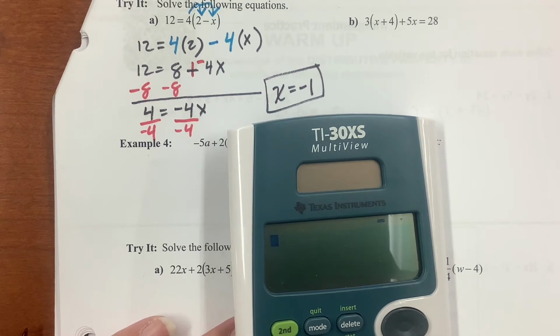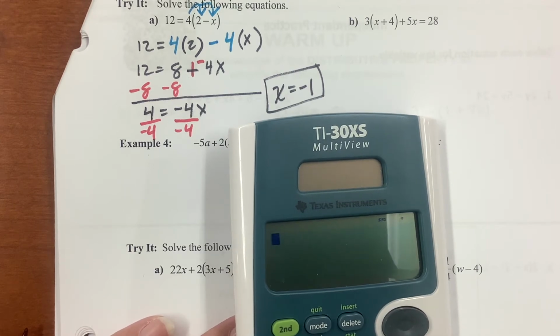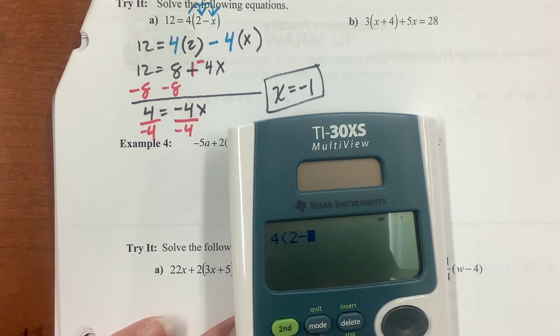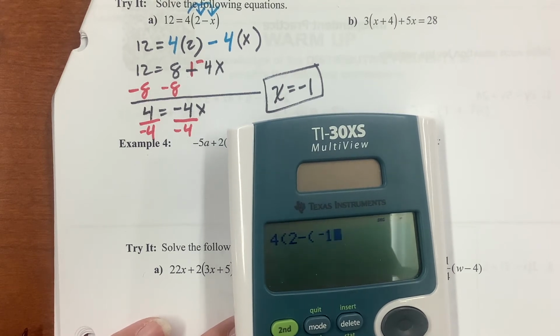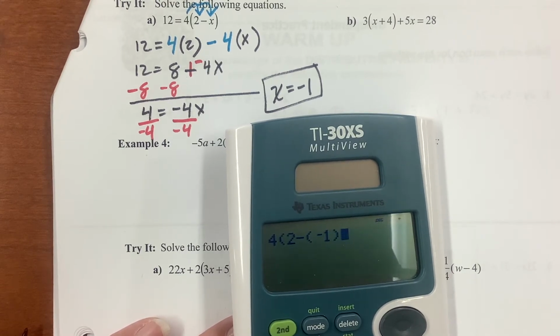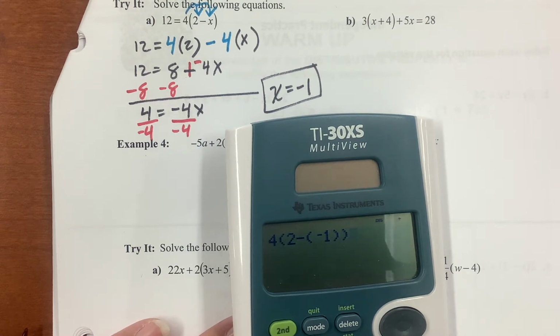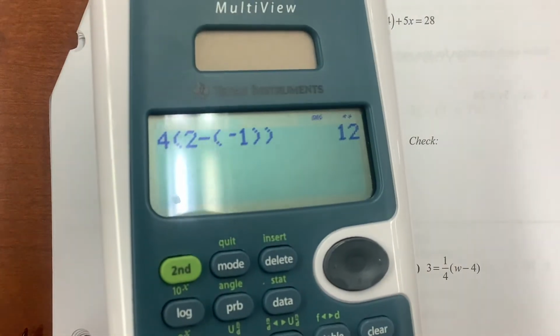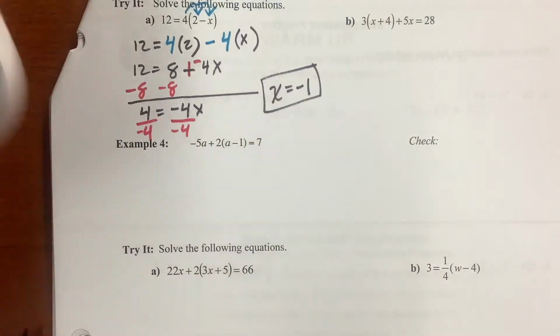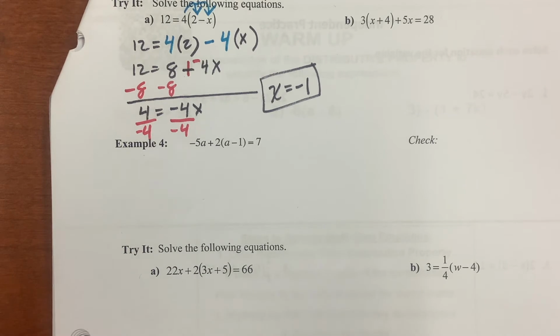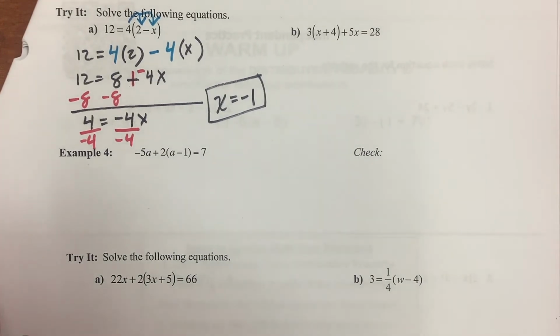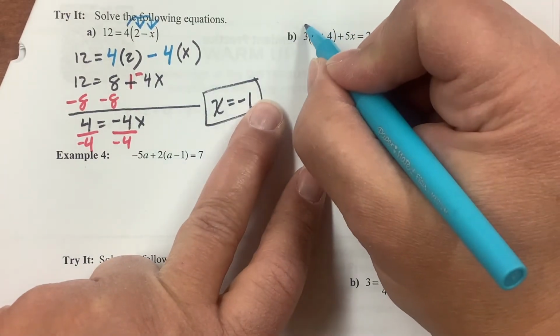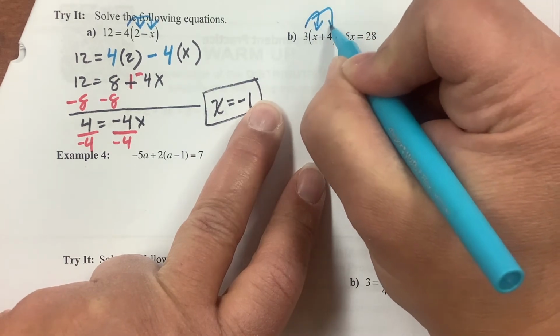So let's check some stuff here. I'm going to use x equals negative 1. So 4 parentheses 2 minus, and what have I got for an answer? Parentheses negative 1. Remember, you always put your answer in parentheses. Close my parentheses, and I get 12. Yay, it worked. I hope you could see that. There we go, 12. Yay.